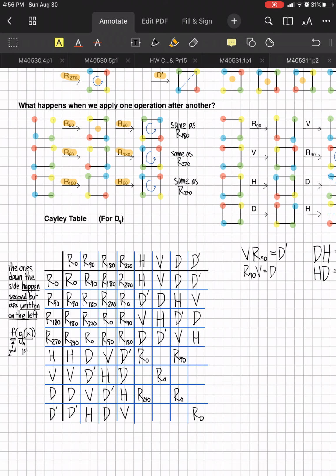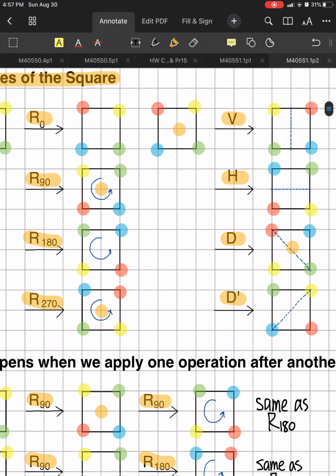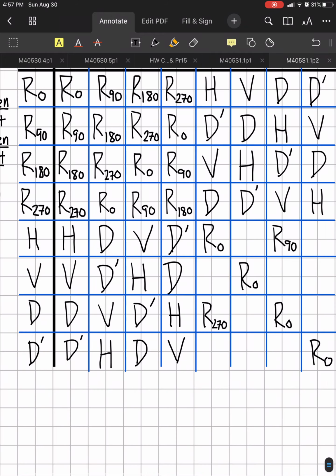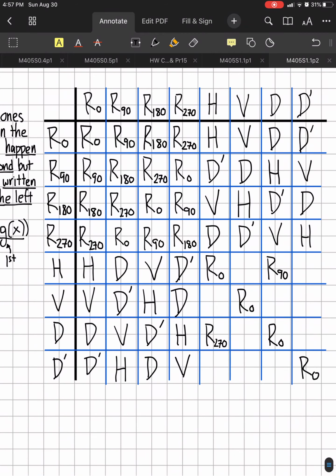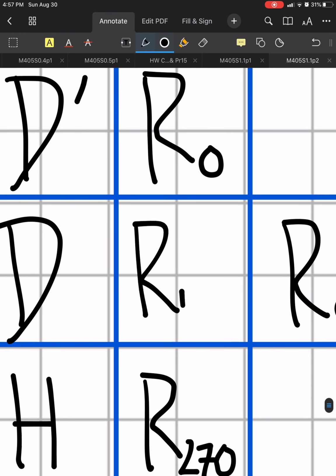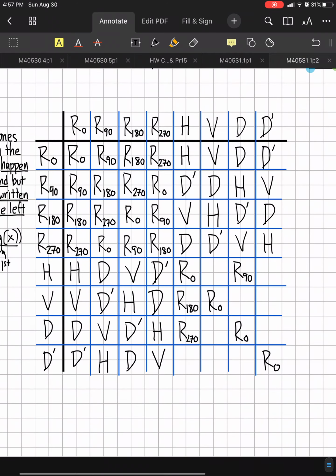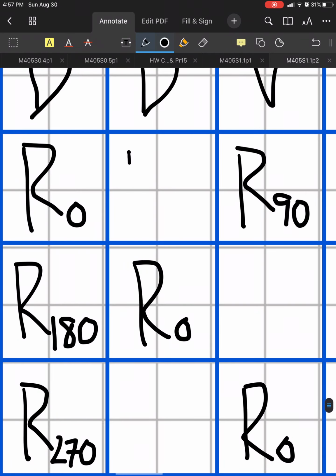So if I do a horizontal flip followed by a vertical flip, then I'll wind up with green in the upper left, yellow in the lower left. So that's horizontal first followed by vertical. That's the same as R180. Horizontal first followed by vertical, that's R180 right here. And if we do vertical followed by horizontal, we get the exact same thing, so that is also R180.